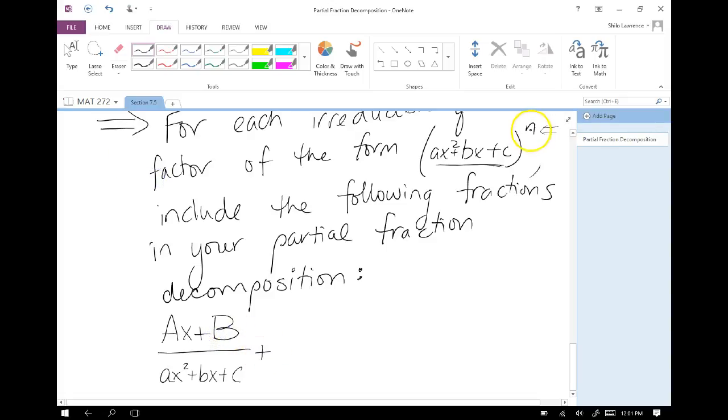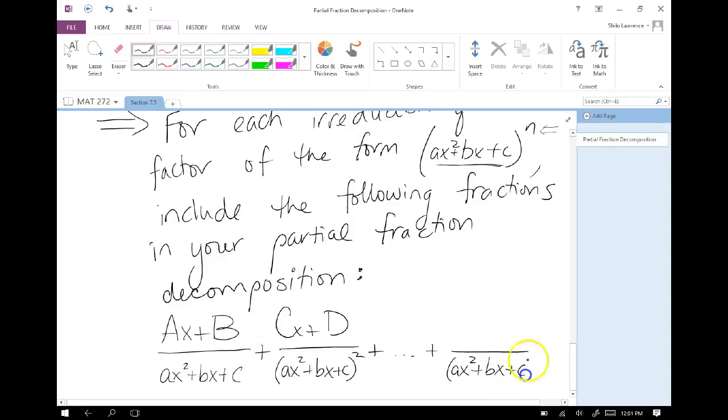And if this gets repeated n times, I need to work my way up to n of them. So next I'm going to have 2 of them. I'll say this is cx plus d, because all of those numbers could be different. And I need to work my way up to n of them. Now, it's going to be very rare that we'll have a repeated quadratic factor, but just in case we do ever see it, we need to know what to do with it. Now, I have no idea what these would be, but I just need to make sure that they're different.